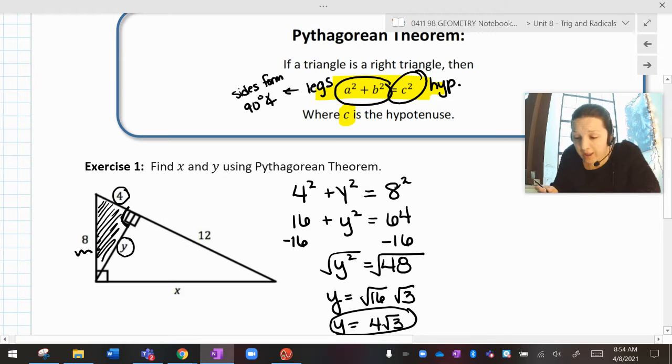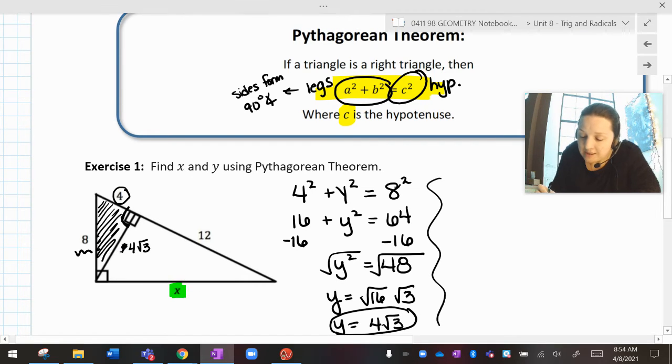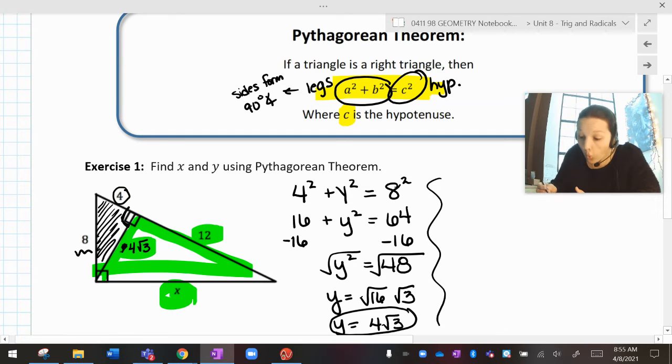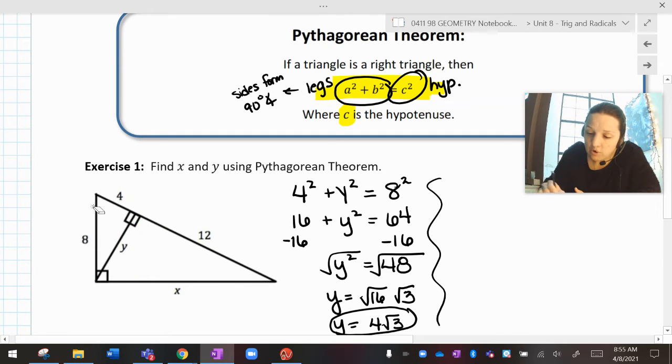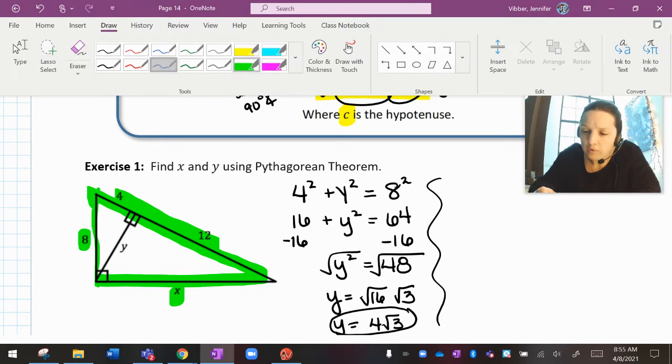Then they want me to solve for x using the Pythagorean theorem. So I now know that y is 4 root 3, and they want me to find x. Well, there's two different ways I could find x. I could say, you know what? X is the hypotenuse of this triangle. So I could do a squared plus b squared equals c squared. Or I could say, you know what? X is a leg of the whole triangle. So I could say a squared plus b squared equals c squared. And I think I'm going to go that route so we don't have to square that radical.